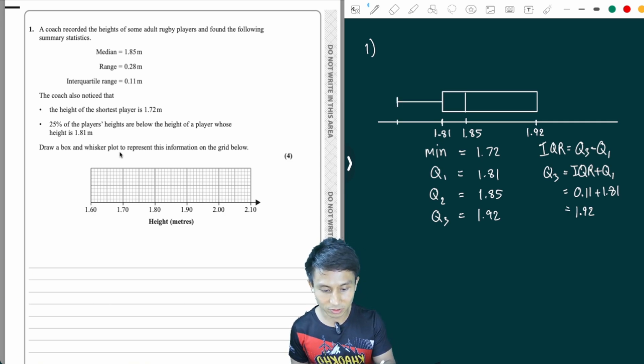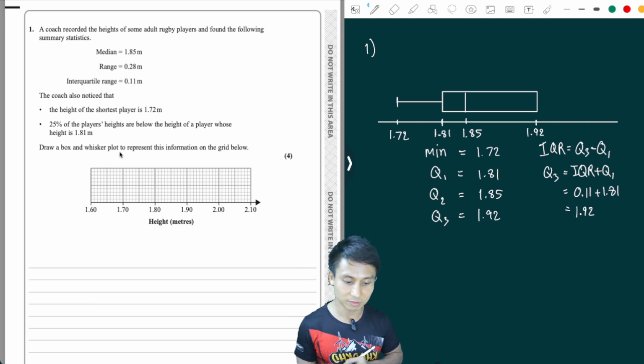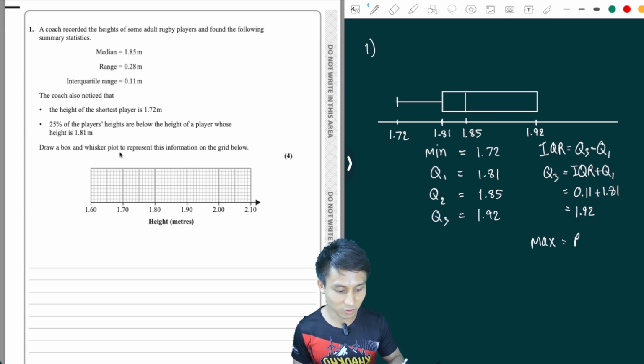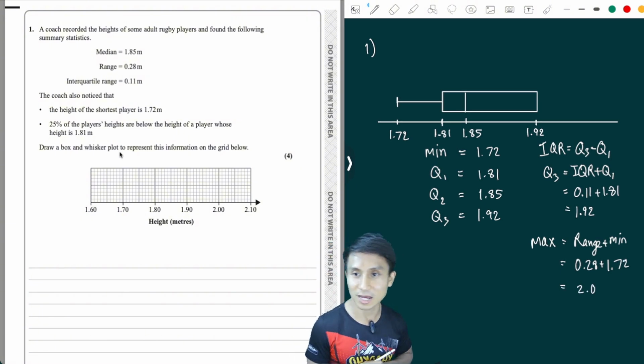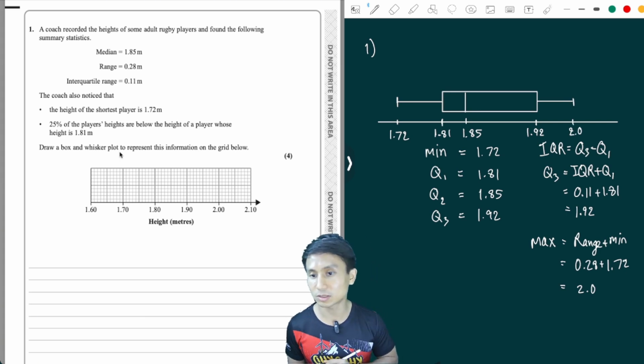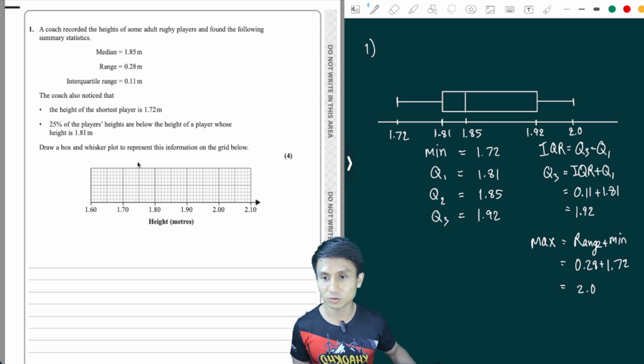I mean, you can draw in a proper scale, of course, but this is just a schematic diagram. And then the maximum. Okay, so it's giving you the range. We can find the maximum by just doing range plus minimum, right? Because range is maximum minus minimum, so you should know that. So range is 0.28 plus the minimum. Minimum is 1.72. So that will be 2. So 2 meters is the tallest player in there. Okay. So I'm just going to mark that here. And that will be my box and whisker plot. Just done. Okay, so the first question done, guys.